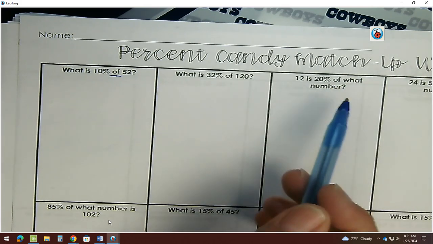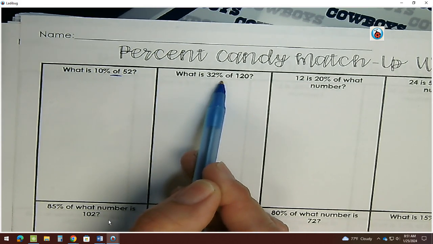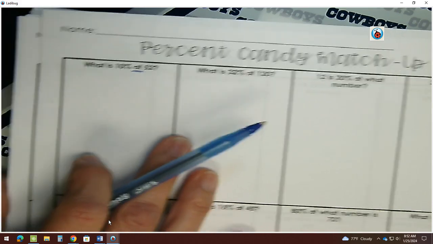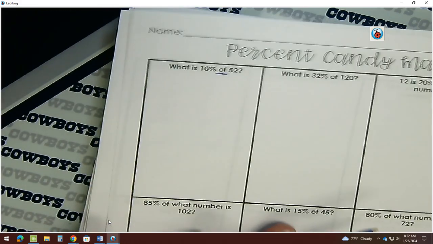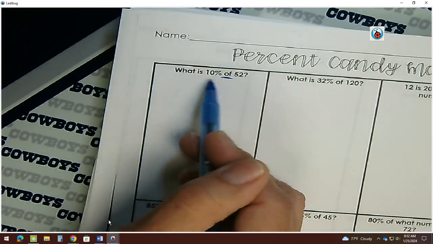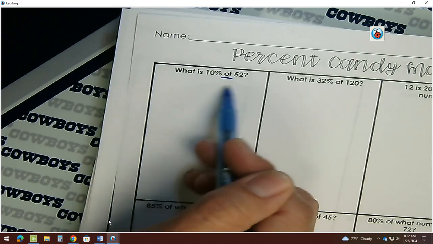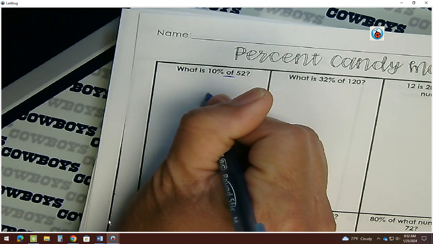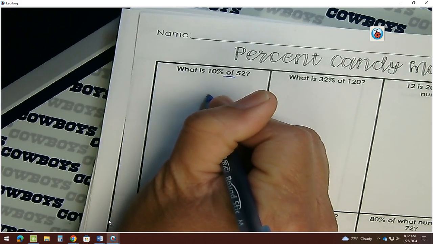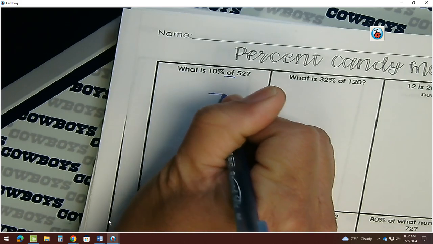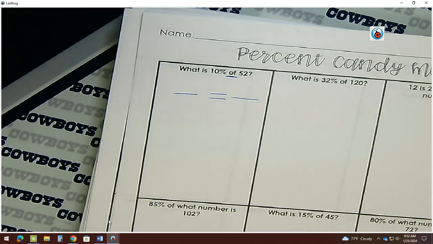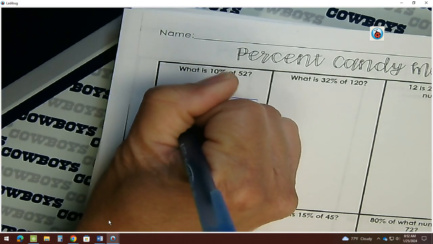So I'm going to show you the difference between the one that says of and the one that says of what number. Okay? So I'm going to show you here what you're going to do tomorrow. So it says, what is 10% of 52? It's not really a story, but I saw the percent. So what's my strategy? Proportion. Good. So I'm going to create two ratios that are equal. That's proportional. Percent always means out of 100.